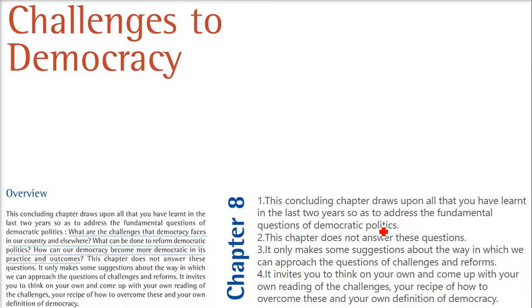going to see today? But the particular answers we are not going to get. Certain suggestions we are going to make so that what are the challenges and reforms that can be adopted by democracy, and this will invite you or us to have our own thought how to deal with the challenges and how to have our own definition of democracy.